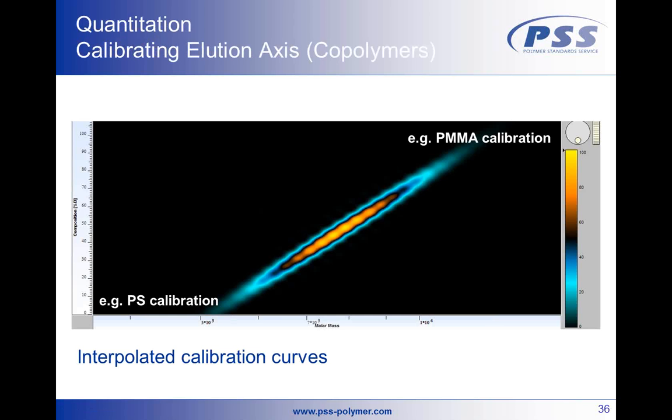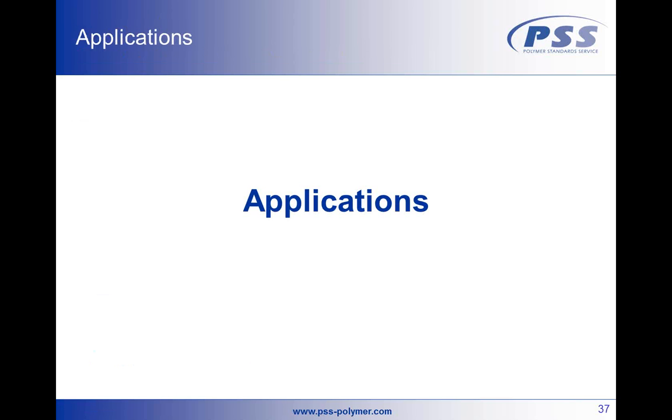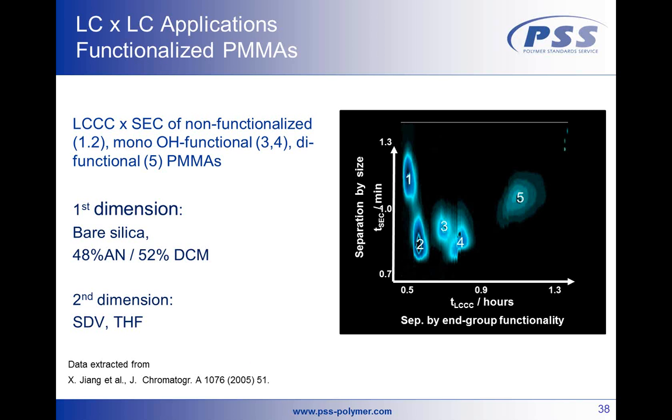Okay, that is all you can do in principle with two-dimensional chromatography. I would like to give you now some examples of real-life applications that have been measured already. Here's an example of functionalized PMMAs, which is taken from the group of Peter Schoonmakers in Amsterdam.